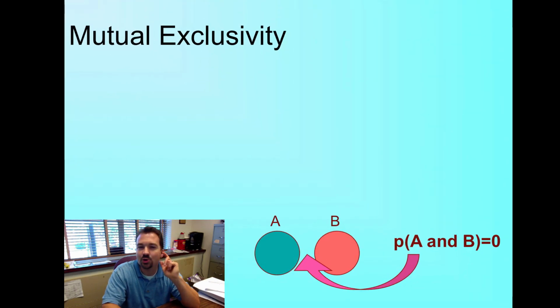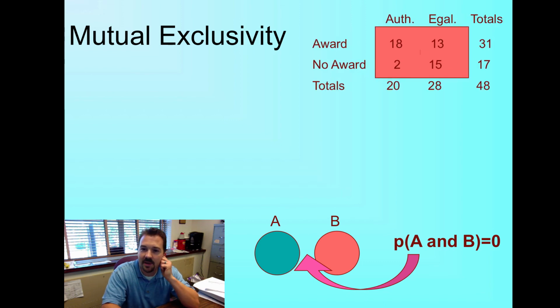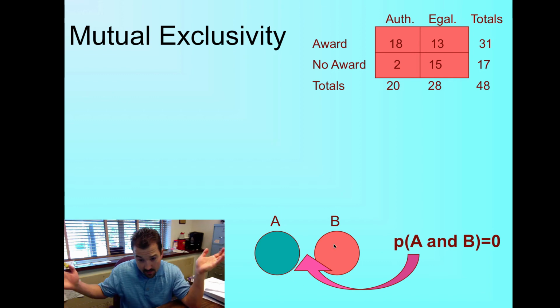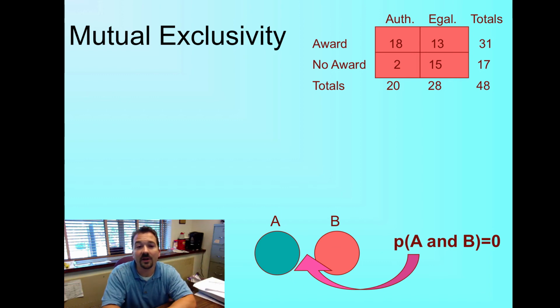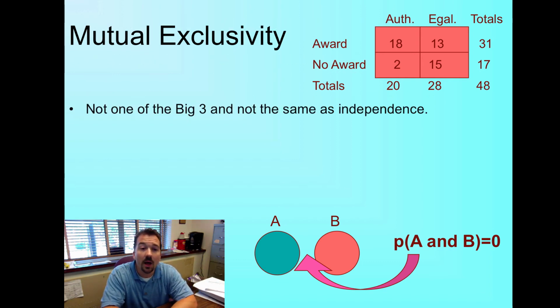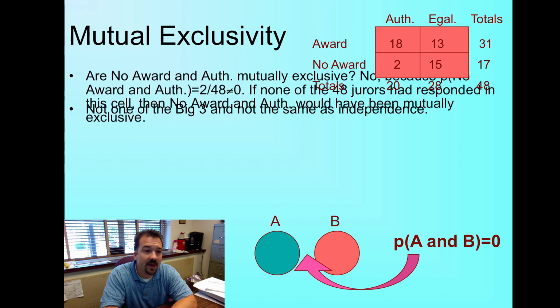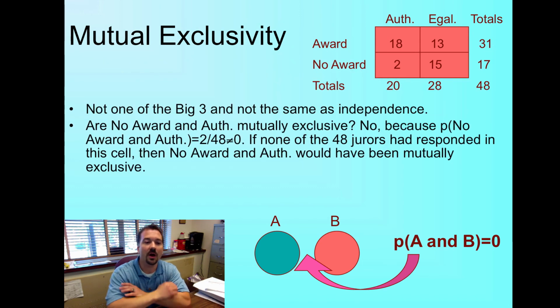Okay, now what about mutual exclusivity? As you'll see here, this is different from independence. Basically, it means that the probability of A and B equals 0. So if they're mutually exclusive, that means there is no overlap of any kind, and it doesn't make any sense to use a multiplication rule. Not one of the big three, not the same as independence here, but still important to understand.